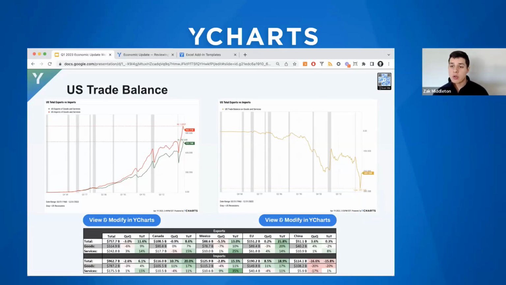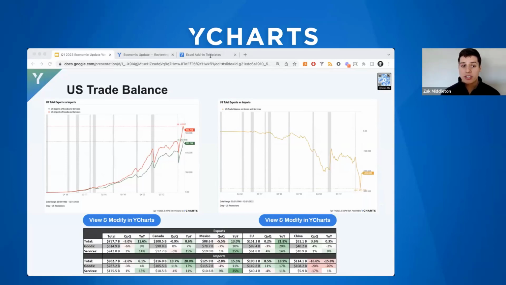The chart on the right then shows the divergence between trade imports versus exports, bouncing off of its lowest trade balance ever recorded in Q1 of 2022. So we see a very sharp jump there at the end of that chart. And then the table at the bottom shows just how imports and exports have increased in all regions except China on the import side, which declined 15.8%.